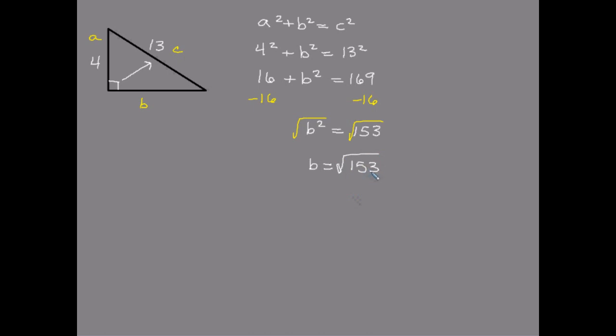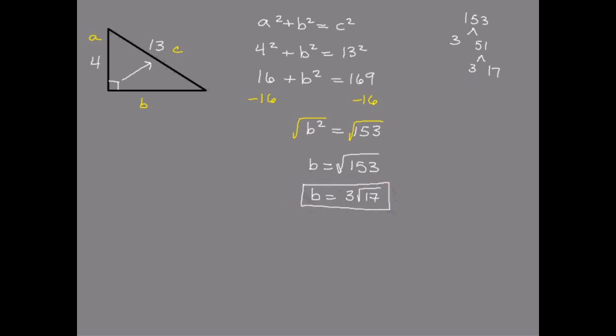Now I want to see if I can simplify this. So I'm going to look at 153. It's not even, so it won't divide by 2. It doesn't divide by 3 either, because the sum of 1 and 5, oh, no, I'm wrong. 1 plus 5 plus 3 is 9, so 153 will divide by 3. So I'll divide it by 3, and that gives me 51, which adds up to 6, so it also divides by 3. And that will give me 17. So my missing leg is 3 times the square root of 17, because I had this pair of 3's.